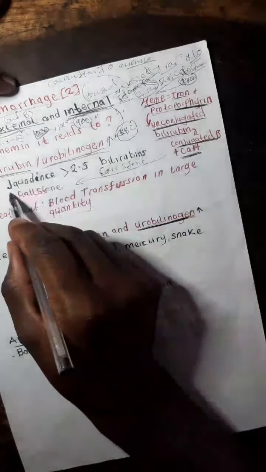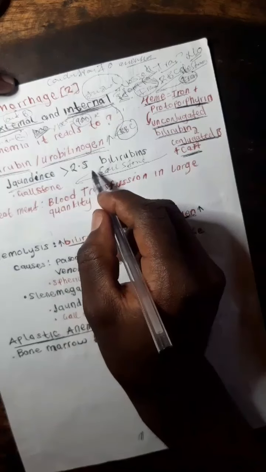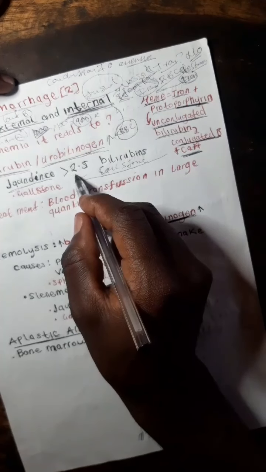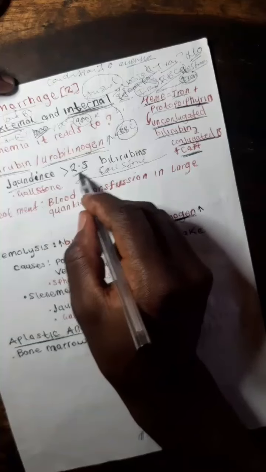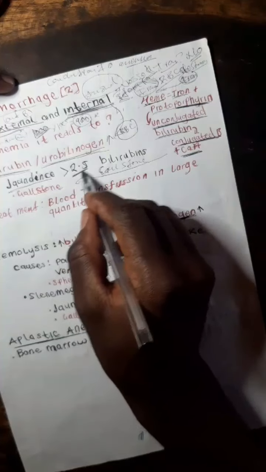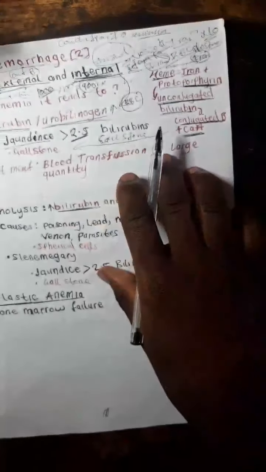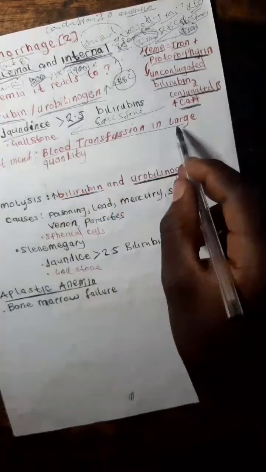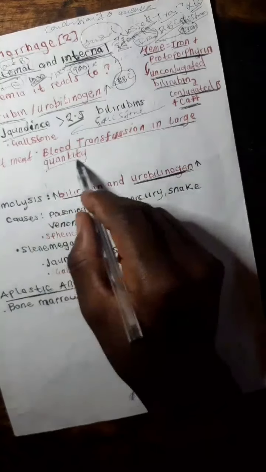Also, it can lead to jaundice, more especially when the bilirubin is greater than 2.5. Okay, so now how can you treat this? What can a doctor do in order to manage the situation? Blood transfusion in a large quantity.